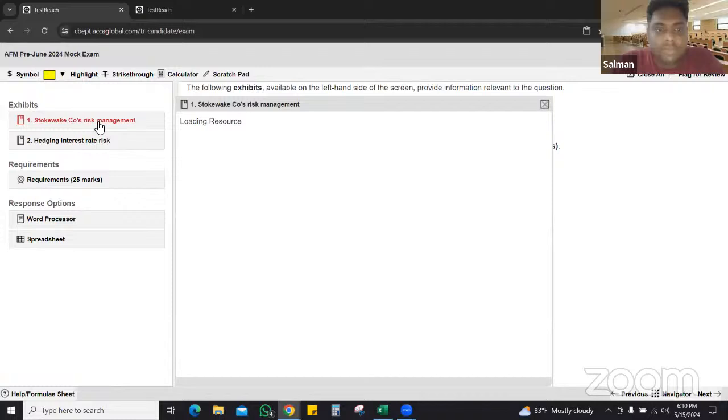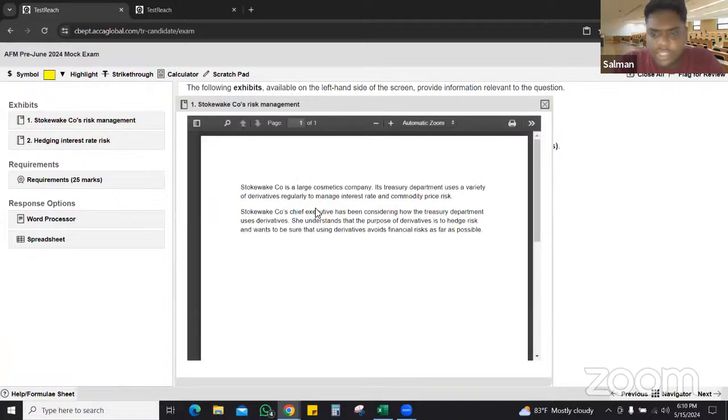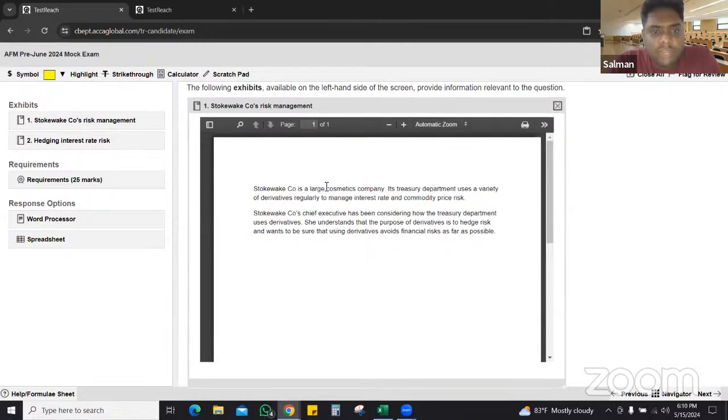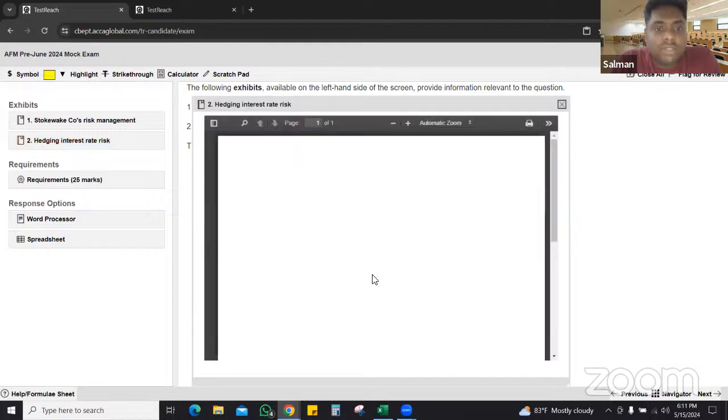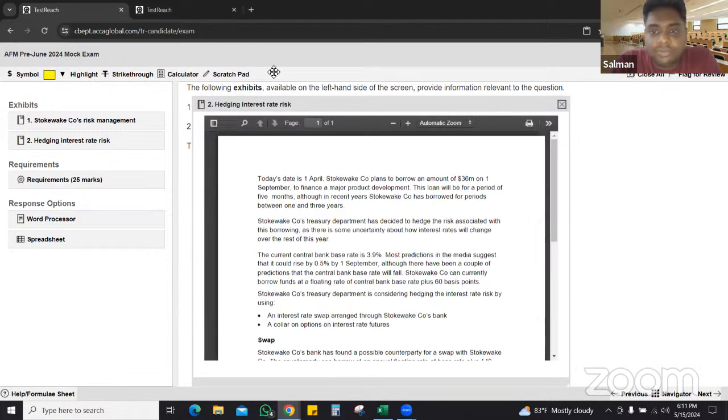So how many hedging strategies have they given? First exhibit, all right, a small description. Let's see what they have provided. Stockwave Company's risk management. Stockwave Company is a large cosmetics company. So being a cosmetics business, its treasury department uses a variety of derivatives regularly to manage interest rate and commodity price risk. Stockwave Company's chief executive has been considering how the treasury department uses derivatives. She understands that the purpose of derivatives is to hedge risk and wants to be sure that using derivatives avoids financial risk as far as possible. Exhibit 2 is where our information is present.